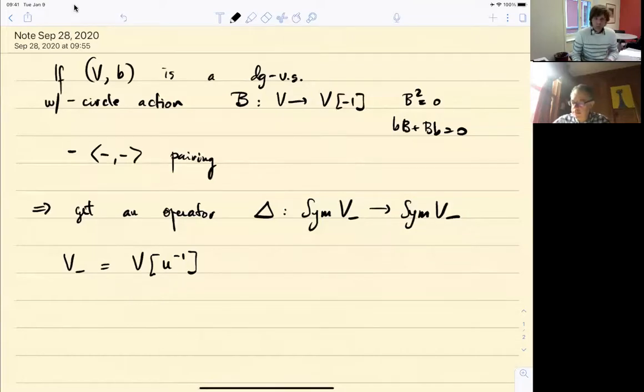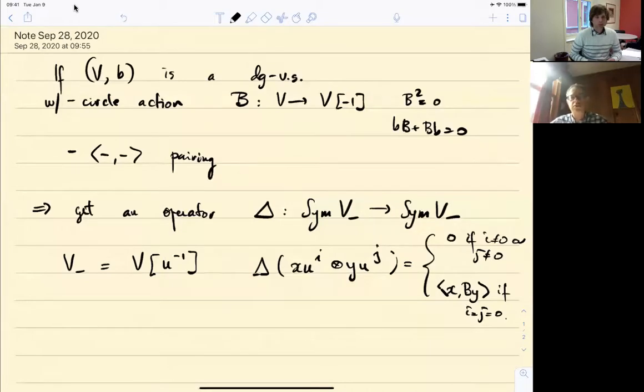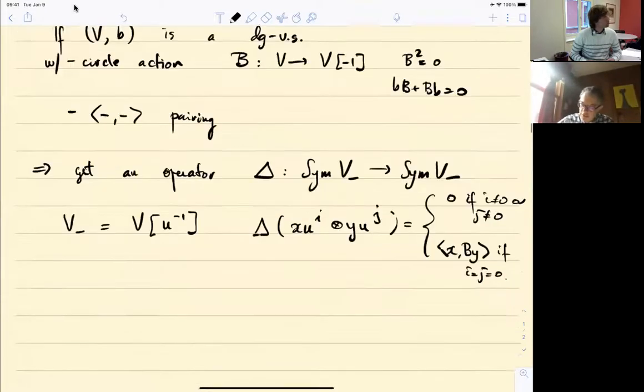And what this delta does on symmetric 2 tensors, so just a tensor product of 2 elementary tensors, so something like x u to the i tensor y u to the j, it was giving 0 if either i is not 0 or j is not 0. And the special answer it gave was x paired with B of y if i equals j equals 0. So notice that what this does is it decreases the symmetric tensor degree by 2. You took a symmetric 2 tensor, a product of 2 things, and it gave you a scalar. So it looks a little bit like a differential order 2 operator, like something that takes 2 derivatives if you wish.